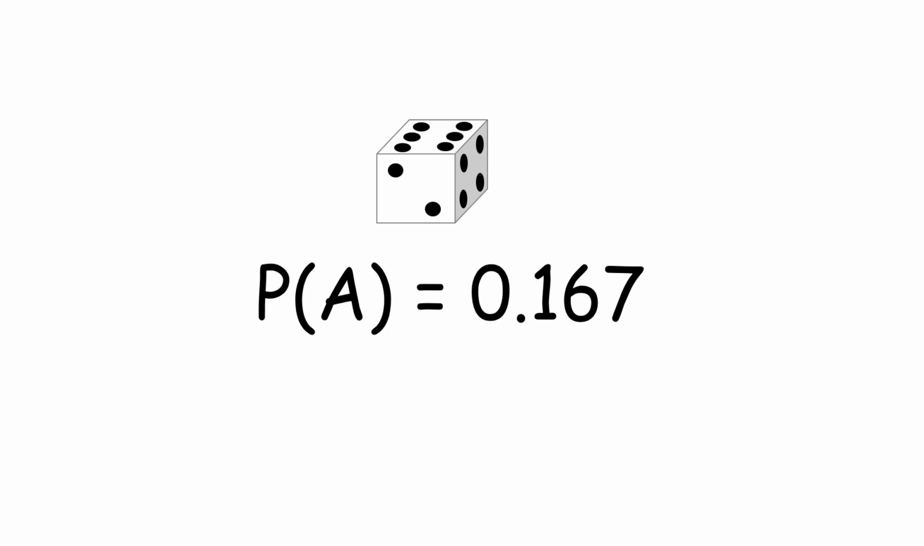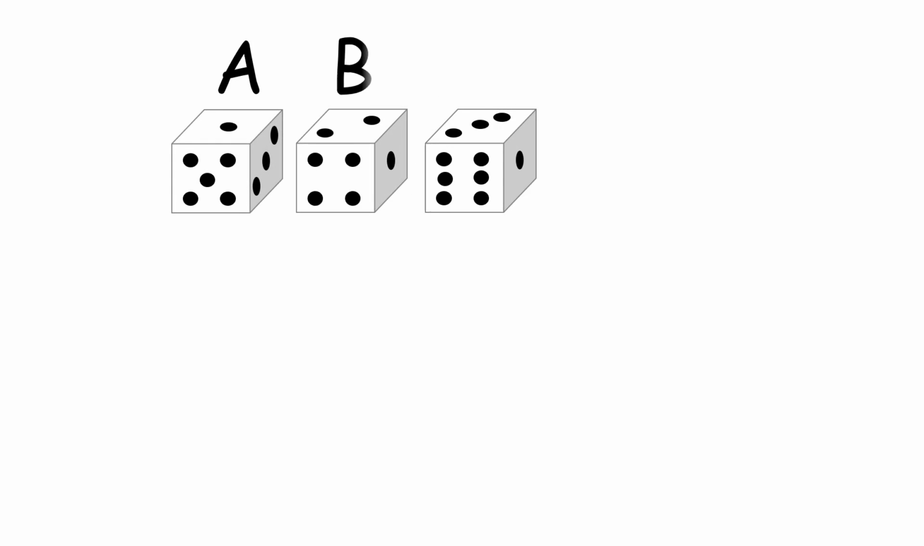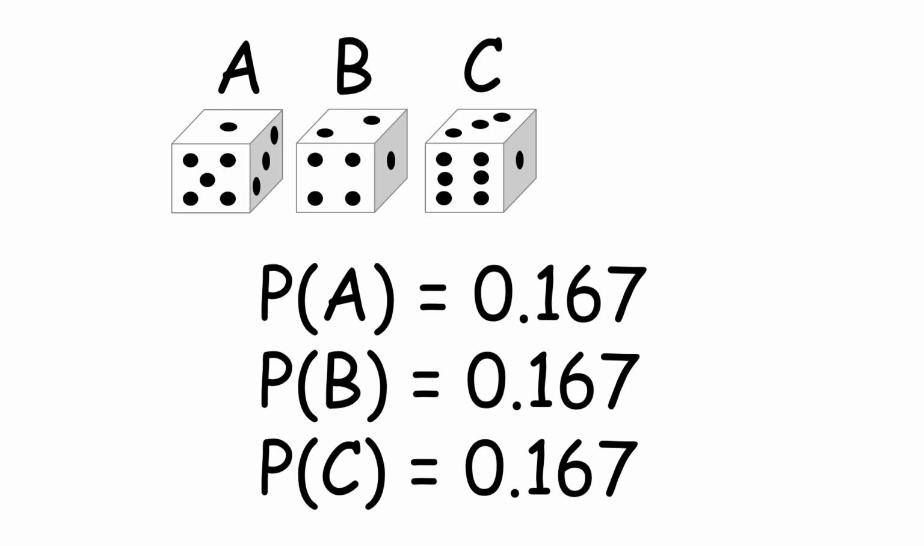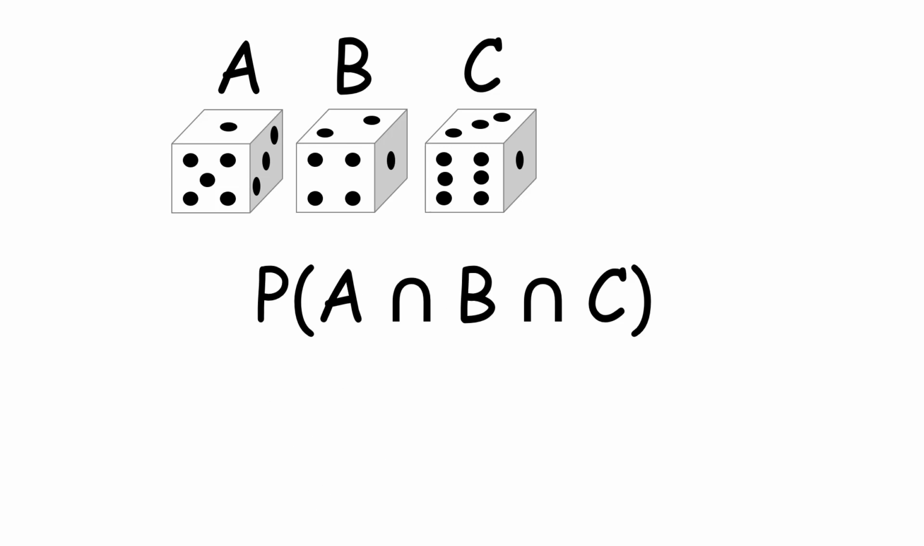But what if we want to know the probability of rolling a die 3 times and getting a 1 on the first roll, a 2 on the second roll, and a 3 on the third roll? These are 3 independent events that we'll call A, B, and C. Now we know that each independent event has a probability of 1 in 6, or 0.167. But what's the probability of all 3 events occurring?